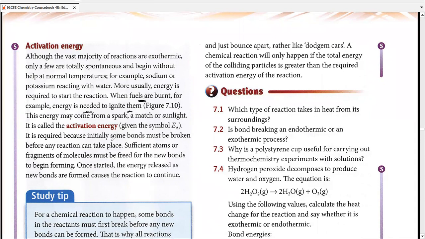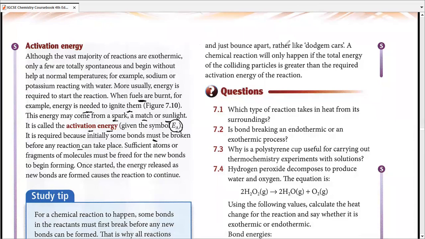Now, in order to start the whole fire, the energy may come from a spark, it may come from a matchstick, it may come from sunlight, it may come from anything. That minimum amount of energy to start the whole reaction is known as activation energy. The symbol is going to be EA, both E and A are in caps. It is required because initially some bond must be broken before any reaction can take place, right?